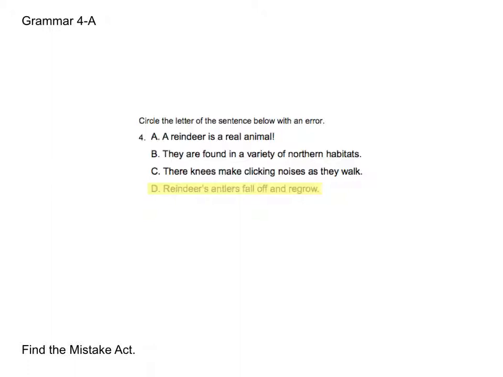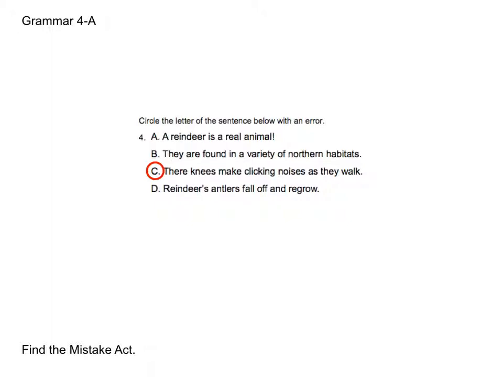Reindeer's antlers fall off and regrow. We've got our capitalization and punctuation, everything spelled correctly, but that apostrophe, maybe that will throw us off a little bit. Do we need an apostrophe there? Is it owning the antlers? Yes. And reindeer is singular and plural. So the apostrophe S is correct either way. So really, with the process of elimination and knowing all of the good things we've learned from grammar 1, 2, and 3, we know that that is the wrong there, and C is our correct answer. That's the sentence that has the error in the sentence.